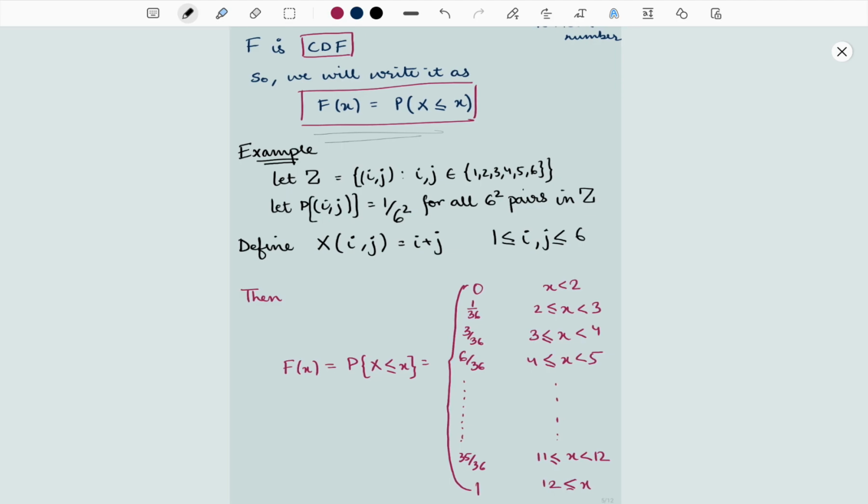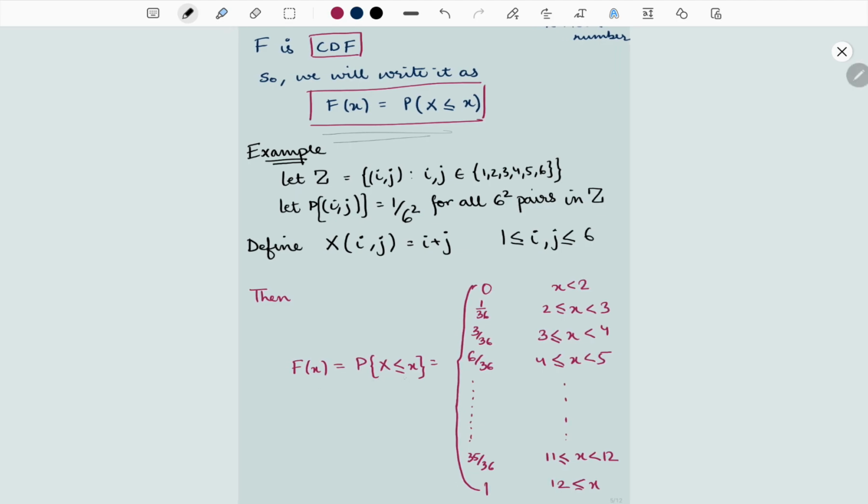Now here, f of x is the random variable X less than or equal to the outcomes. First of all, for x less than 2, which is not possible, because the values will always be 0 or 1, and 0 or 1 do not specify i plus j, our probability will be 0.